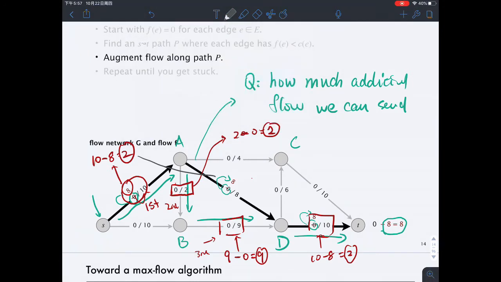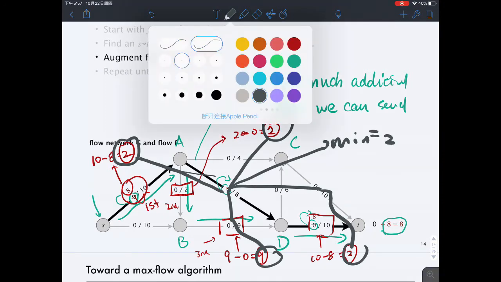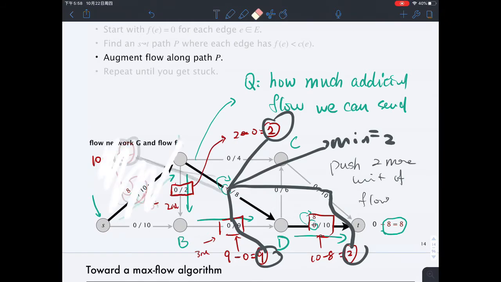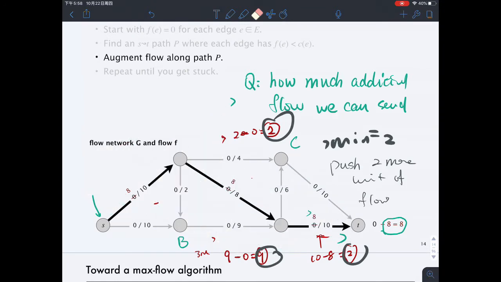The next thing we need to do is again to take the minimum of all these numbers. So the minimum of all these numbers, 2, 2, 9, 2, is 2. So basically, the plan is to push 2 more units of flow out of this new path we have found.